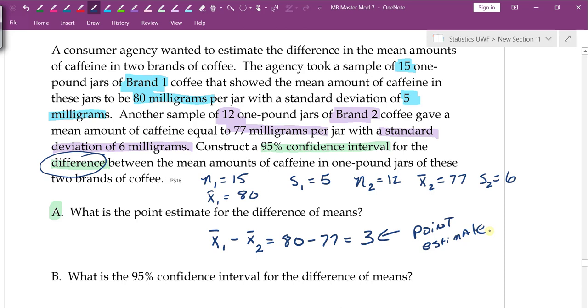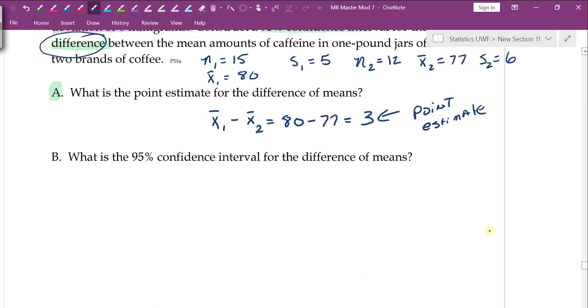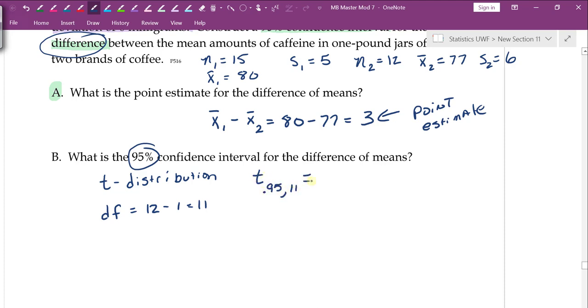Okay, now it says calculate a 95% confidence interval. Again, because I only have my sample standard deviations, that means I'm going to be on a t distribution. And I'm going to use the smaller of my sample sizes, which is going to be n2, to determine my degrees of freedom. So my degrees of freedom are going to be equal to 12 minus 1, which is 11. And we want to be 95% confident, so I'm looking for a t.95 comma 11.